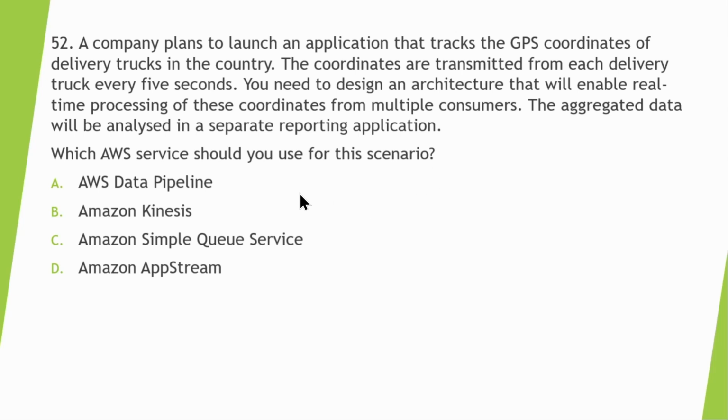So now what they are doing is, for example, if you're ordering something, say a simple pizza, you have the tracking system, right? That's what they're saying, that they want an application that tracks the delivery of the truck in the country every 5 seconds. So now here, what we discussed in the previous question, Kinesis is the one which helps you do that, real-time processing of the coordinates. It can easily do it.